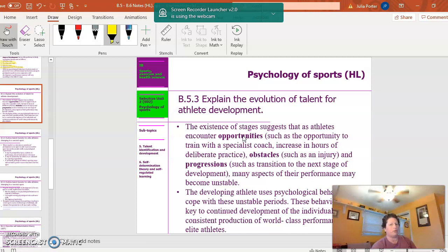And then the next one is progression. Are our athletes from 8th grade going to be ready transitioning into 9th grade for the next stage of their athletic ability? Are our seniors, if they're playing in college, going to be ready to go into college sports? So when we are developing as an athlete, we are faced with different situations, and our psychological behaviors and how we are made up will help us to cope with these unstable periods.